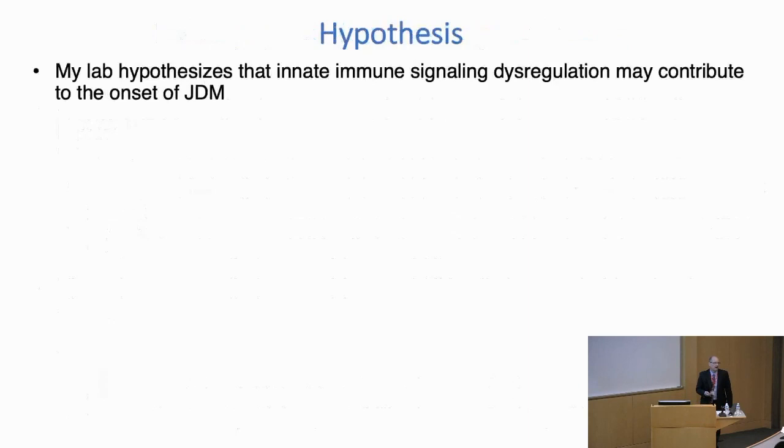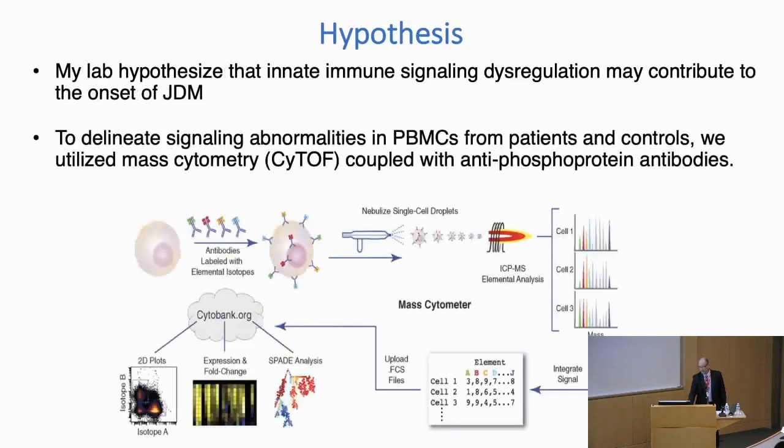So my lab hypothesizes that innate immune signaling dysregulation may contribute to the onset of dermatomyositis. And to delineate signaling abnormalities in PBMCs from patients and controls, we utilized mass cytometry, or CyTOF, coupled with antiphosphoprotein antibodies. So I assume that most of you are familiar with flow cytometry. Mass cytometry is similar in some ways, but the major difference is that rather than using antibodies conjugated to fluorochromes, it uses antibodies conjugated to heavy metals.